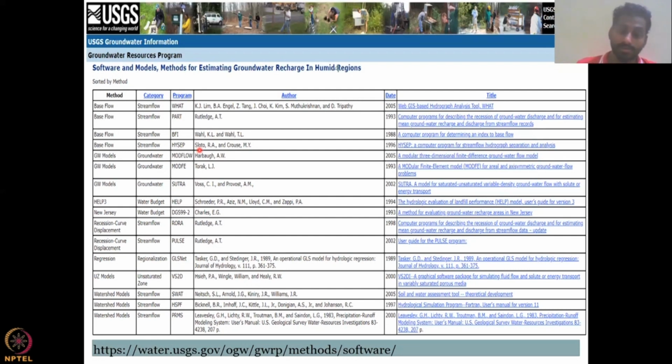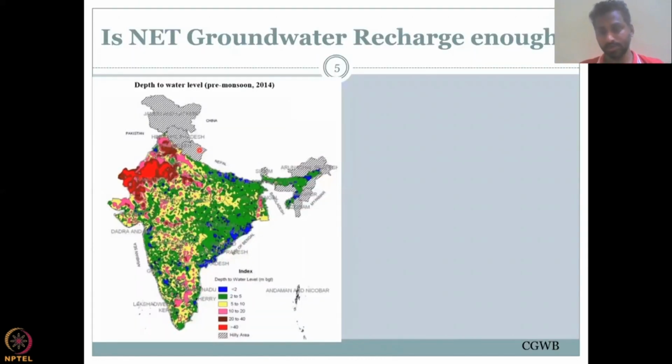We will see some of these models, how to set them up, etc., in the class. So now we have looked at recharge estimates and how to do recharge, the different methods, and then we came to models. But the important question is: is net groundwater recharge enough? What is your net groundwater recharge?